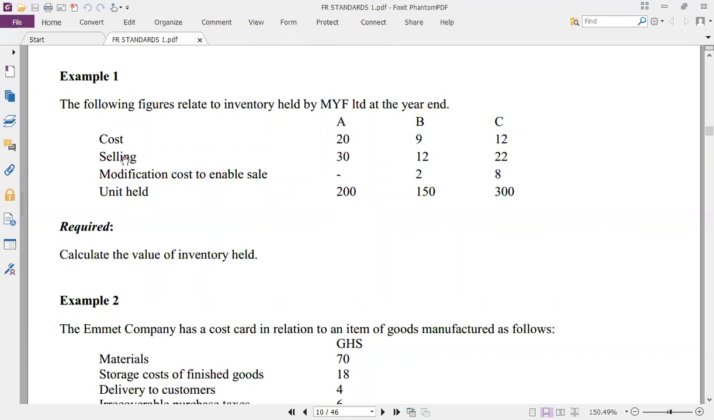So with example one, say: calculate the value of inventory held. I can see cost there. I can see selling price. So it means that that's what? Subsequent measurement. I can see modification cost to enable the sale. Units held. So let's see how best we can do this and you'll be fine.